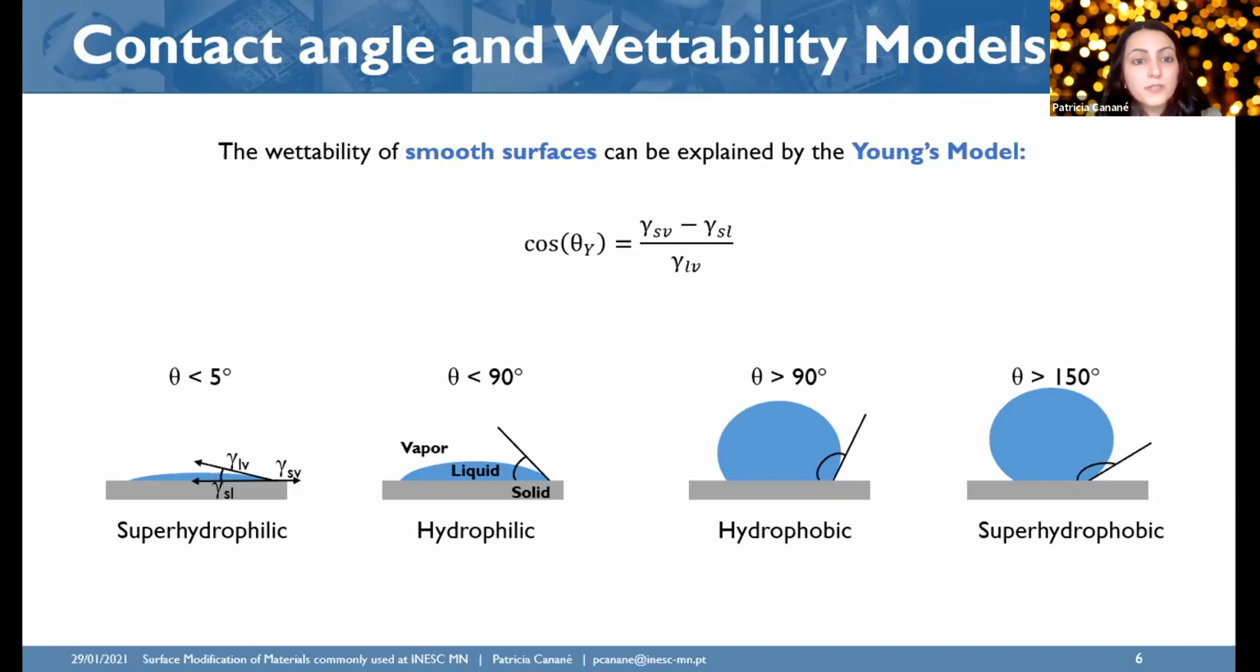To understand the wettability of smooth surfaces, we can rely on Young's model. As we can see here, it relates the interfacial energies between solid, vapor, and liquid. And we can see here that the contact angle translates into hydrophilic surfaces or hydrophobic surfaces, depending on if the contact angle is lower than 90 degrees or higher than 90 degrees.